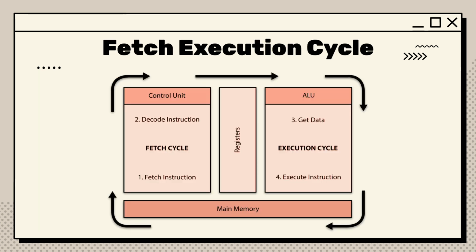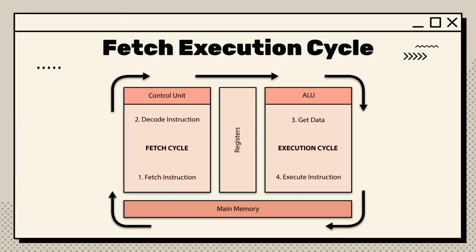Hello, myself Yash Bale. I will be explaining the fetch execute cycle. The fetch execute cycle is a fundamental process in the computer central processing unit where instructions are fetched from memory, decoded, and then executed. It involves four main steps. First is fetch, second is decode, third is execute, and fourth is update.